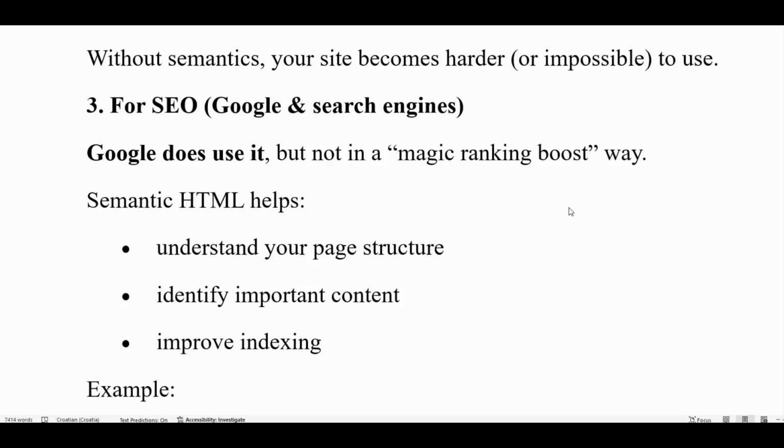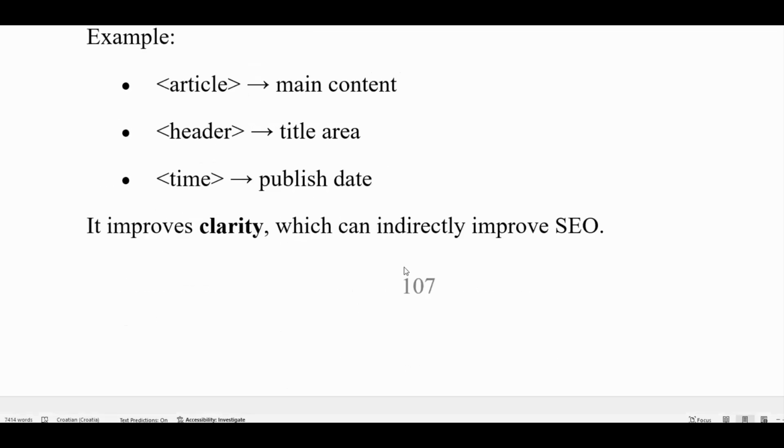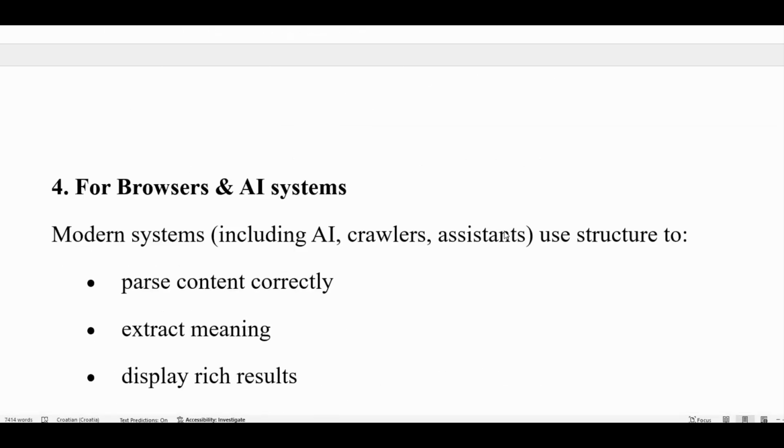For search engine optimization, Google and search engines, Google does use it, but not in a magic ranking boost way. Semantic HTML helps understand your page content structure, identify important content, improve indexing. Example: article, main content; header, title area; time, published day. It improves clarity, which can indirectly improve search engine optimization.